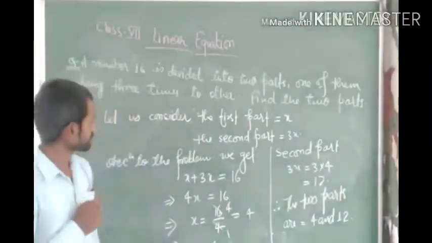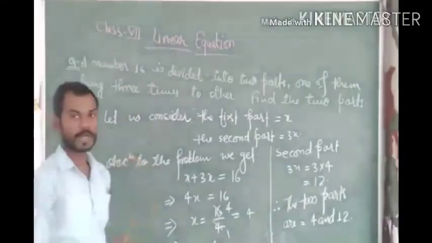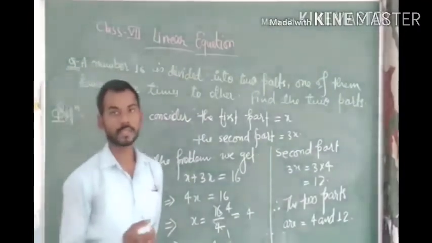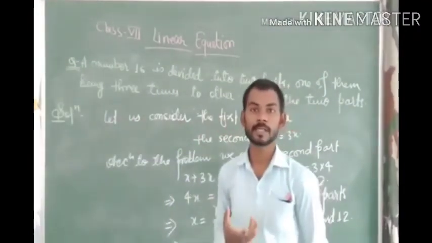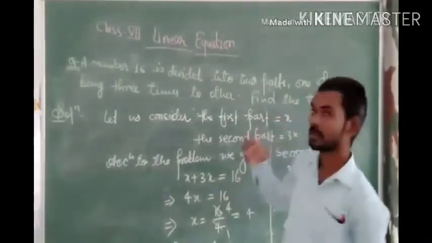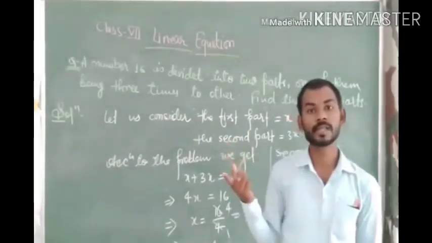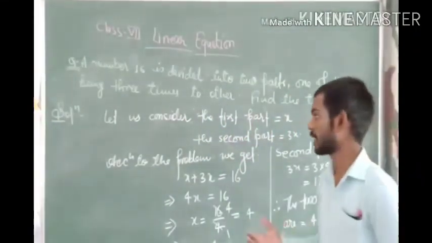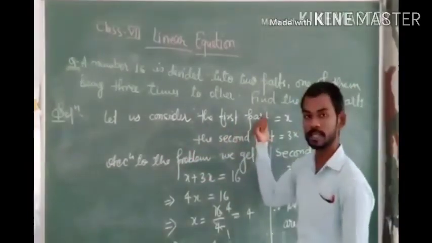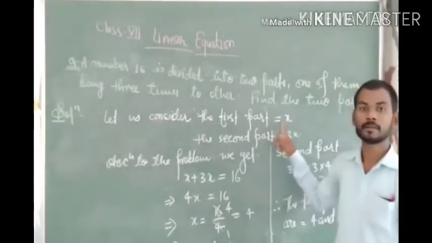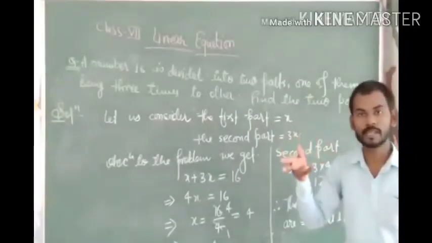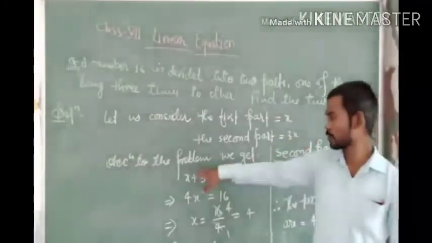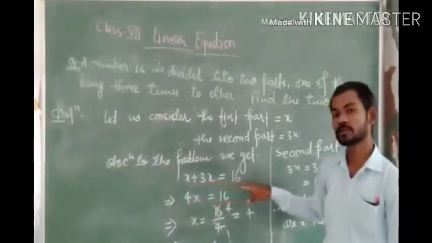Let me explain again. A number 16 is divided into two parts, one of them is 3 times the other. That means when 16 is divided into two parts, one part out of the two is 3 times the other. So we need to find the two parts in which 16 is divided. Let us consider the first part of 16 is x. If the first part is x, then it is obvious that the second part will be 3x as given in the question. So according to our problem, we get x plus 3x is equal to 16.